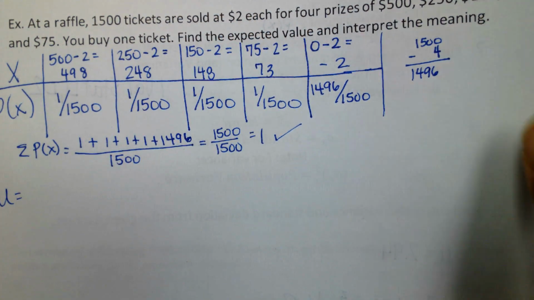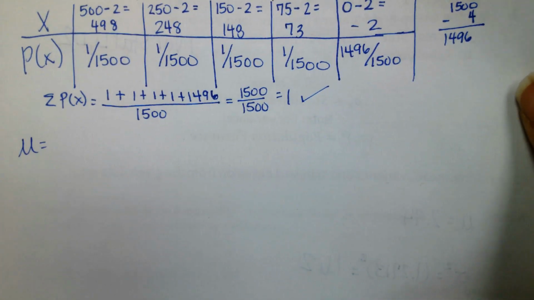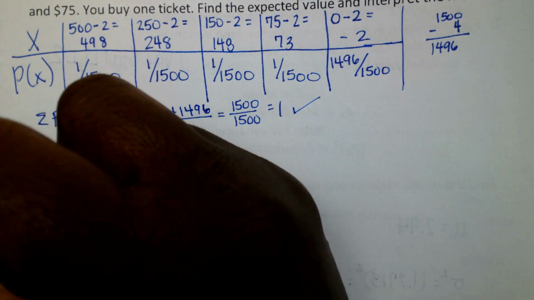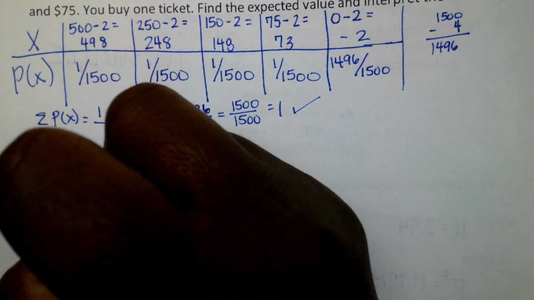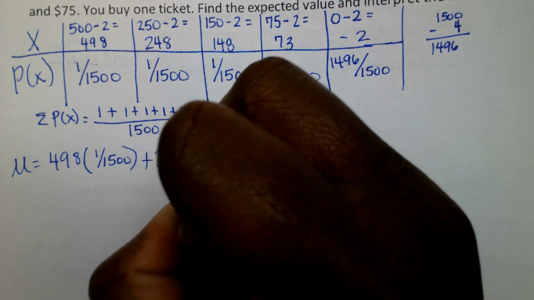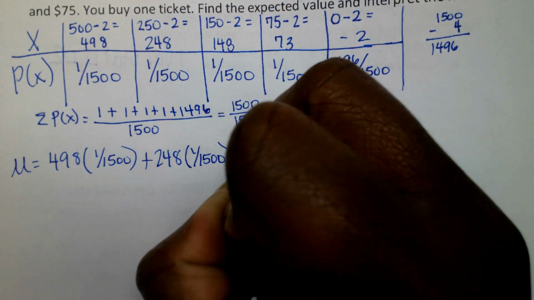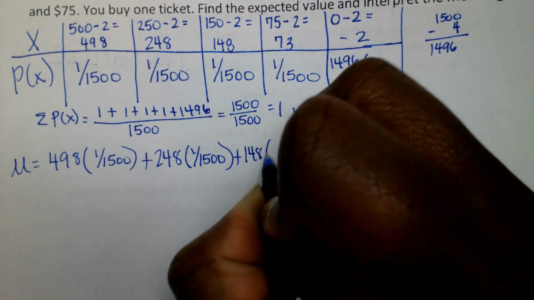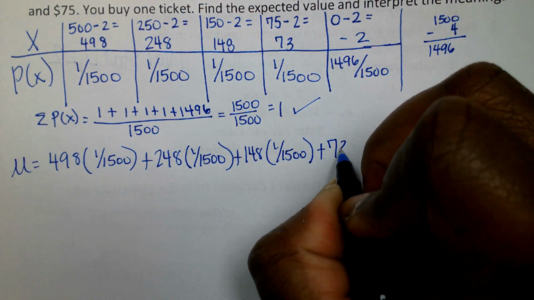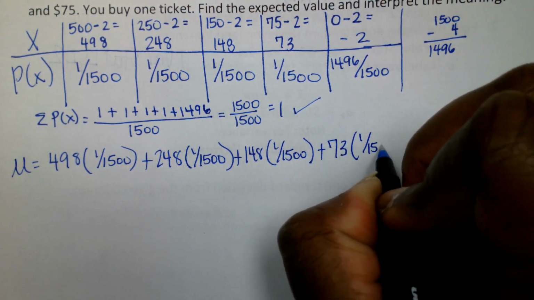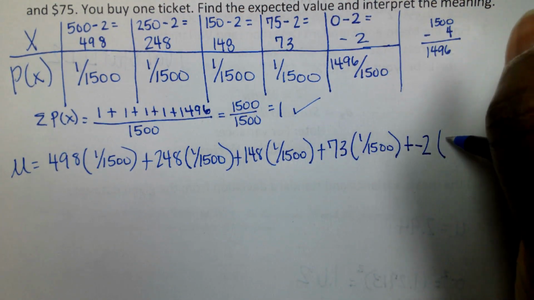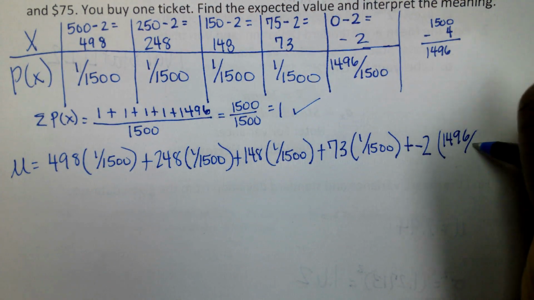So to get the mean, we're going to do 498 times 1 over 1500, plus 248 times 1 over 1500, plus 148 times 1 over 1500, plus 73 times 1 over 1500, plus negative 2 times 1496 over 1500.